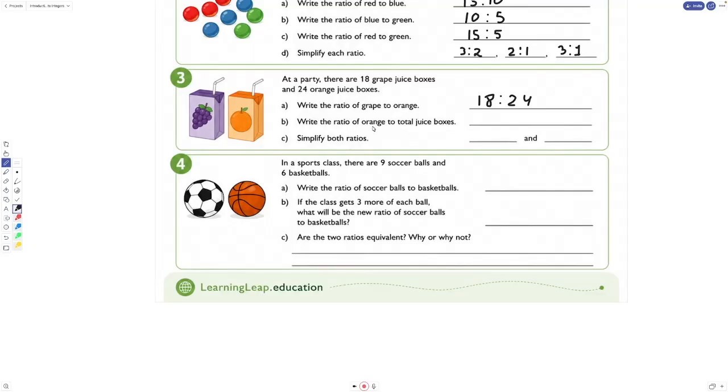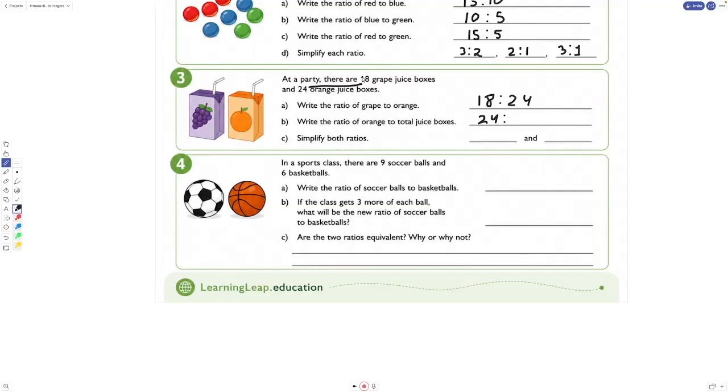Now, write the ratio of orange to total juice boxes. Now, here's where it gets tricky. You might see these on your questions when you do this. So, what is the ratio of orange? So first let's look, we have orange, right? So we're going to write 24. We replace orange with 24, because that's our number for orange. Now, how much total are there? Well, how would you get the total from these? To do that, you actually just add these up, 24 and 18.